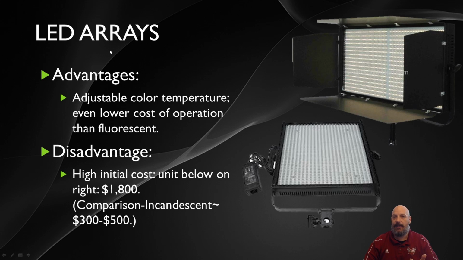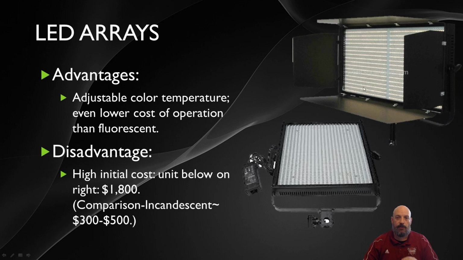things like LED arrays. So instead of having a single diode, I now have a panel with hundreds or thousands of diodes. And one of the advantages is you can adjust the color temperature, and it has an even lower cost of operation. So with this, I can adjust a dial in the back of the panel and change the color from 3200 to 5600K to fit my lighting needs.